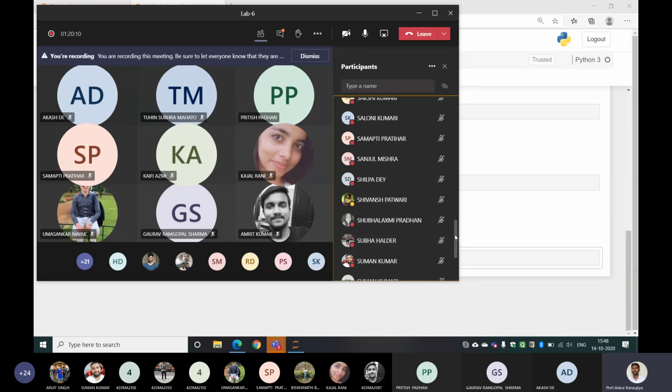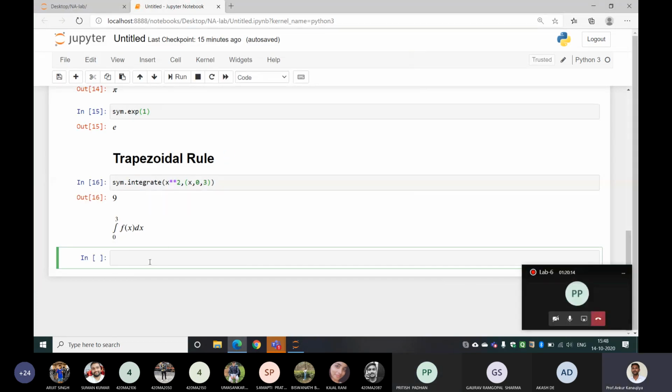Silpa De, how to define a function in Python? I want to define the function x square. Yes, sir. Sir, first we have to input def, then def, space, and then if we write the function as if, then we can write if.